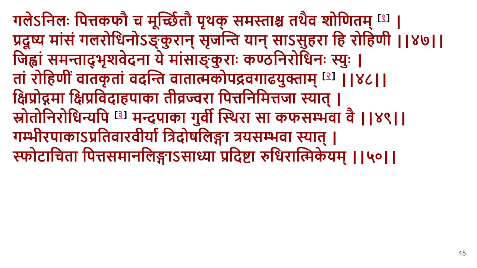Now, depending upon the pattern of the distribution, they are named as Bhataja, Pittaja, Kapaja. When Jihvam Samanta, the Brishavedanaya, Mamsankura, Kanta Nirodhinasyuhu, तां रोहिणीं वातकृतां वदन्ति वातात्मक उपद्रवप्रगाढयुक्तं. Now, when the lesions proliferate from surrounding the tongue, and then they produce the obstruction, and they have the Vataja Lakshanas, that's considered as Vataja Rohini.